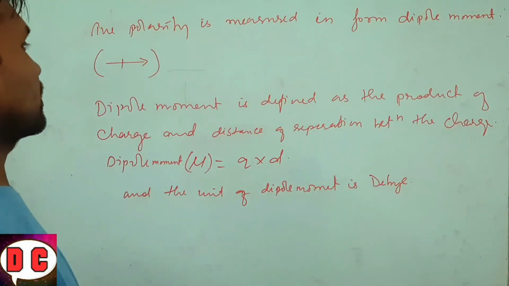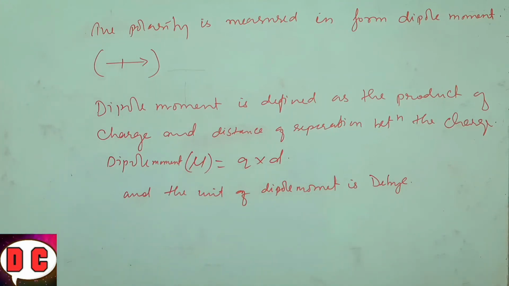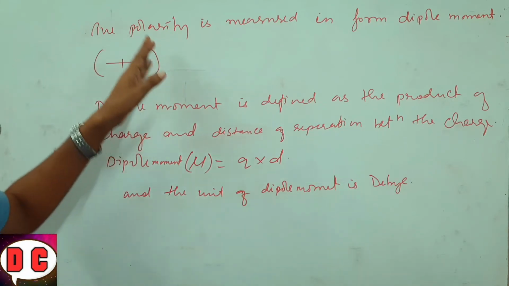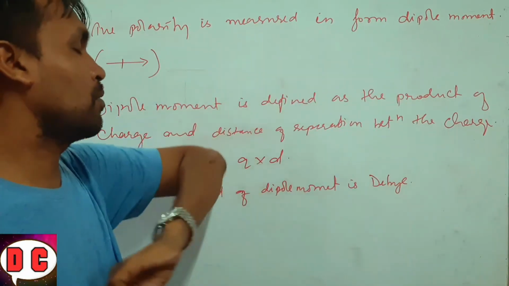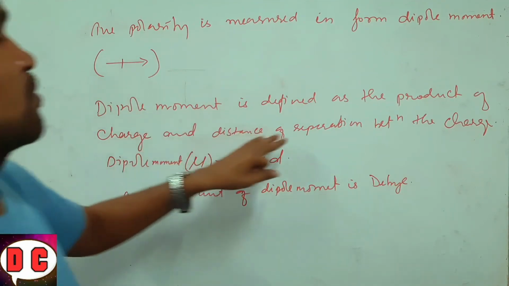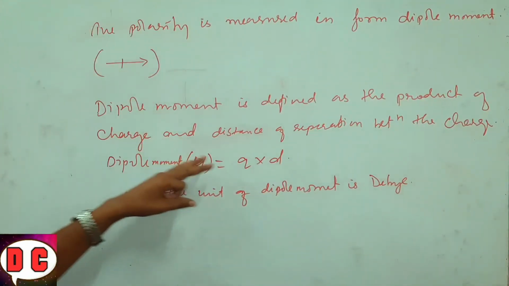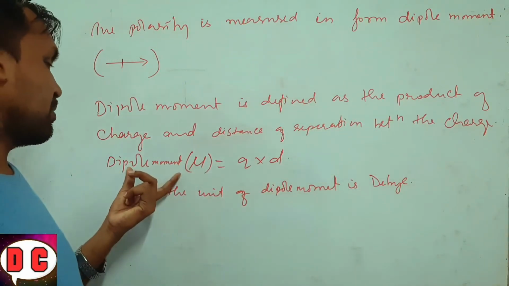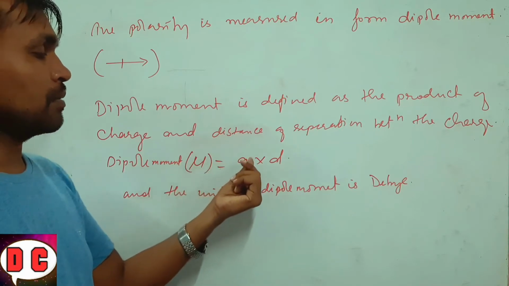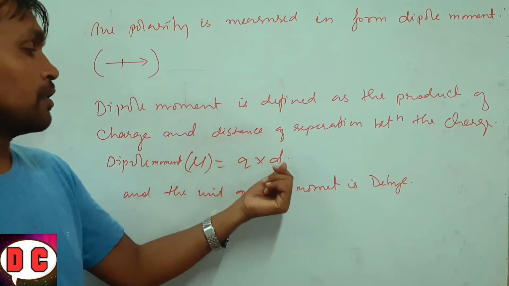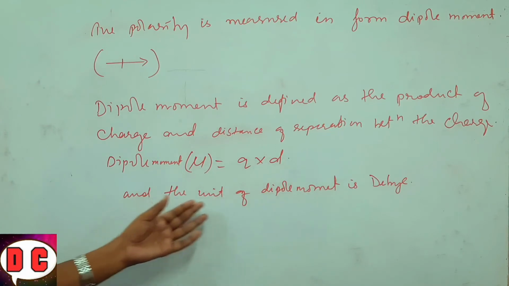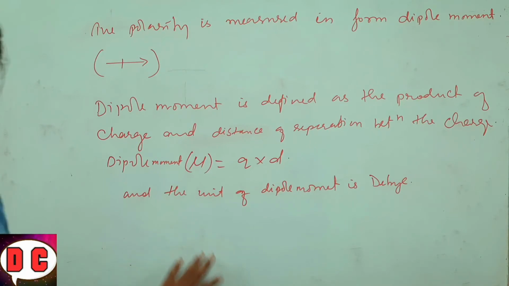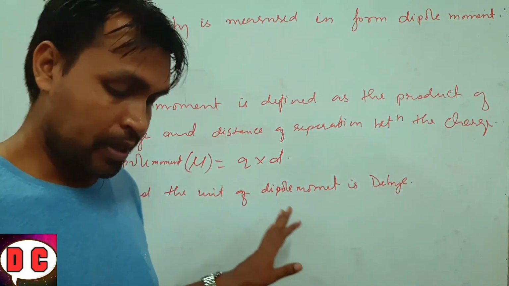Got it? So today we have learned what is a polar covalent bond, and what is the cause of polarity. Then we have learned how we measure polarity. The polarity is measured in the form of dipole moment. And what is dipole moment? Dipole moment is defined as the product of charge and the distance of separation between the charges. The dipole moment symbol is mu. Mu is equal to the product of the magnitude of charge and distance. And the unit of dipole moment is the debye. Got it? So these are the things related to dipole moment and polarity.